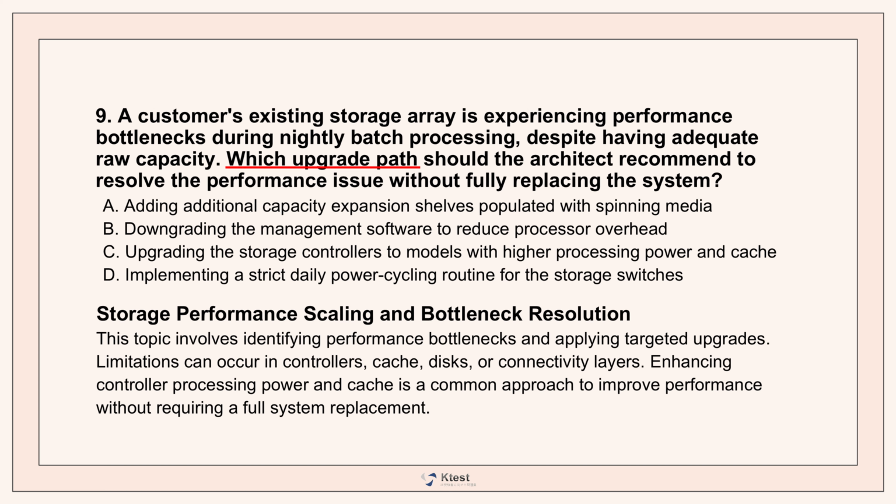Let's hear the options. Option A, adding additional spinning disk shells. Option B, downgrading the array software to a legacy version. Option C, upgrading the storage controllers. Option D, power cycling the storage fabric switches.